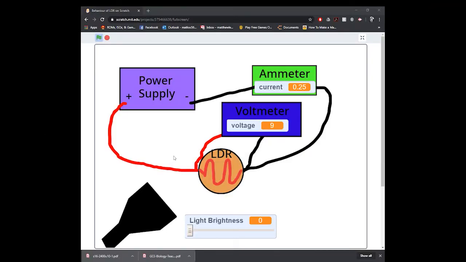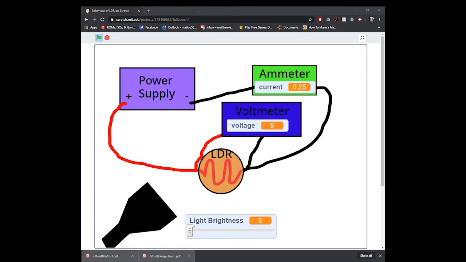Okay, in this video we're going to investigate the behaviour of an LDR, light dependent resistor, as the brightness of light across it changes. So what we have here is a voltmeter attached across our LDR and an ammeter in series from our power supply.